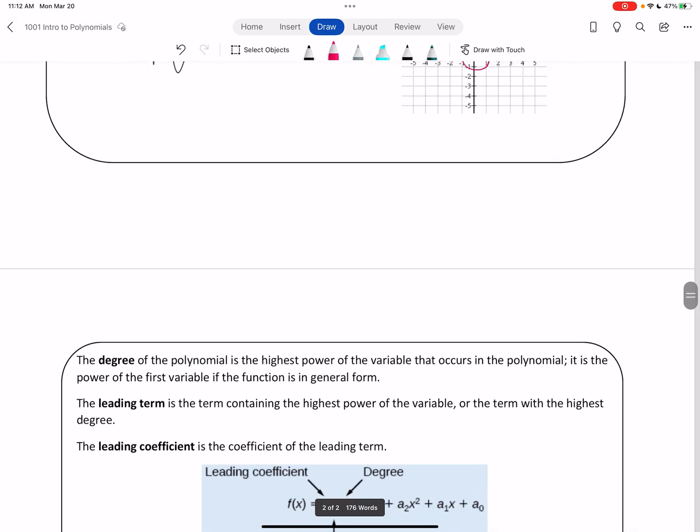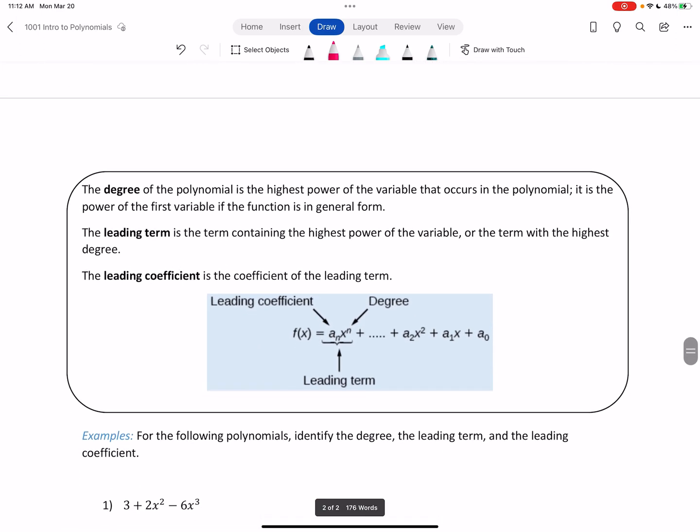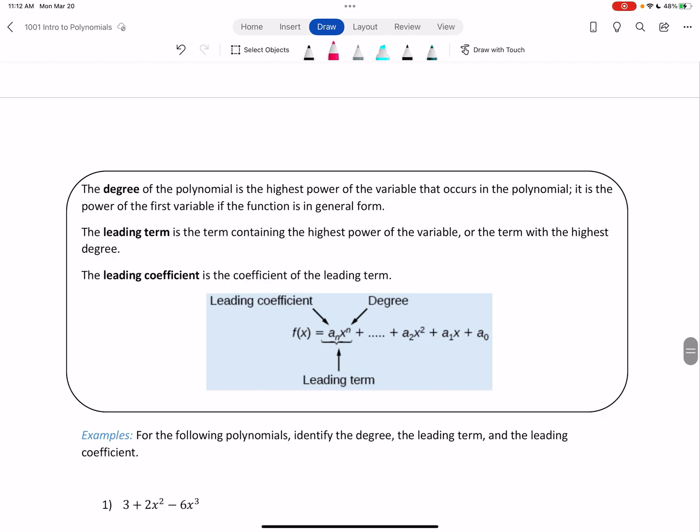So when we talk about polynomials, one way that we characterize them is by using their degree. The degree is the highest power of the variable. It doesn't have to be at the beginning. We're going to look all the way across all the terms of the polynomial and look for the one with the highest power.